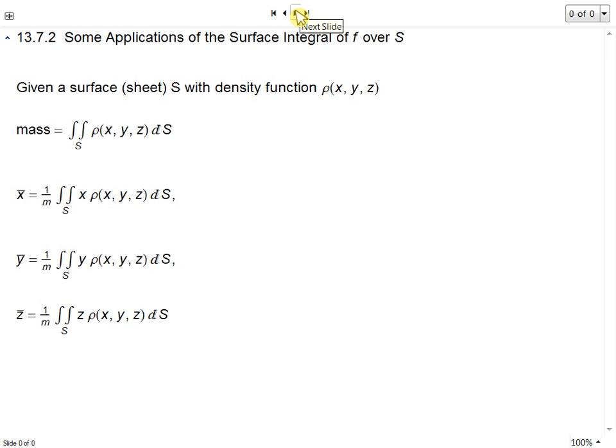Without giving you any examples, this probably makes pretty good sense, right? We've done enough of these now. If you're given a surface S, and you know its density at every point on the surface, then the mass is just the double integral over the surface of the density function. Then the center of mass can be found, x bar, y bar, z bar, with those formulas.